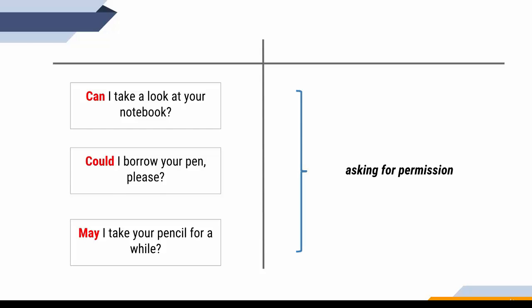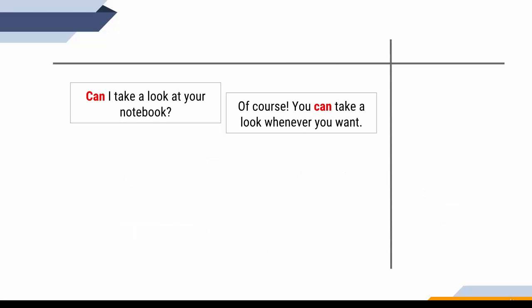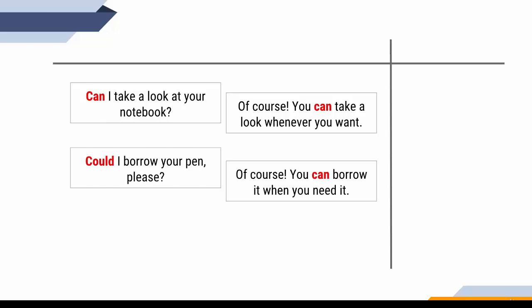All of these are ways in which you can ask for permission, which means that as modal verbs, you can use can, could, or may at the beginning of the sentence. These are ways to ask for something to be permitted. You can also give permission. For example, can I take a look at your notebook? Of course, you can take a look whenever you want. So can is used for giving permission also.